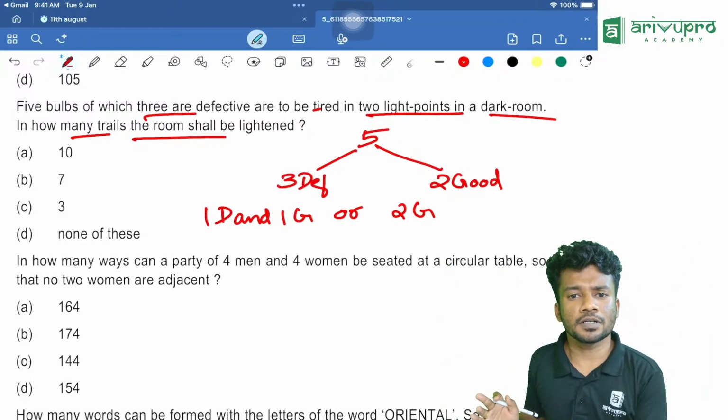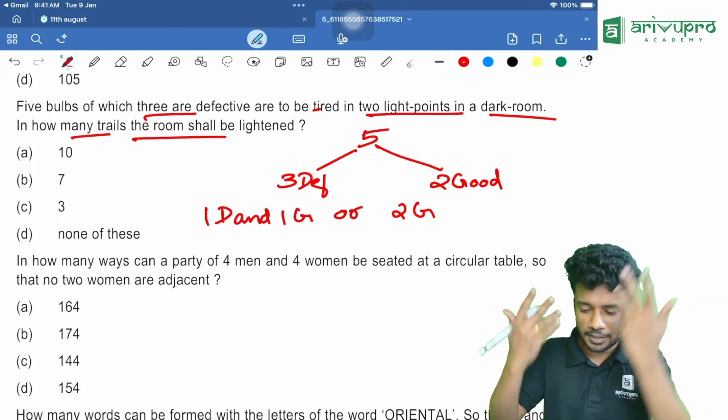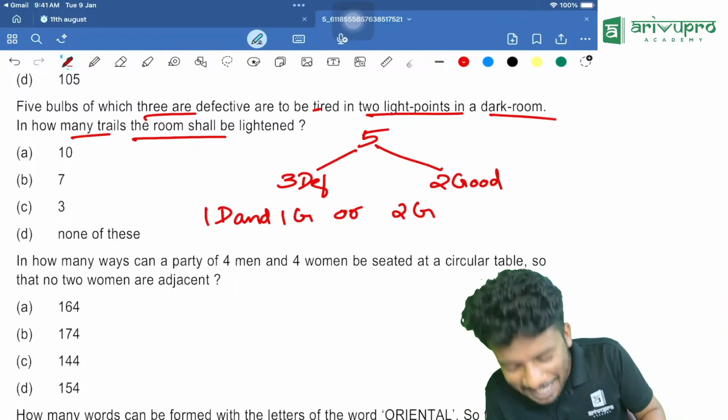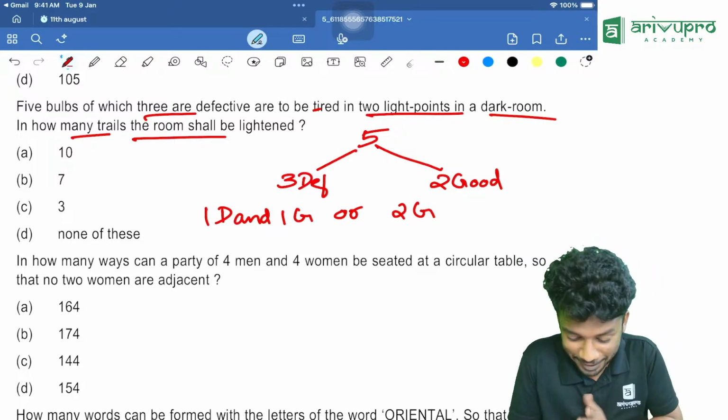Any other option? Can 2 lights be defective? No, because if both are defective, what will happen? There will not be any light. It will be full of darkness. Now, one defective bulb.